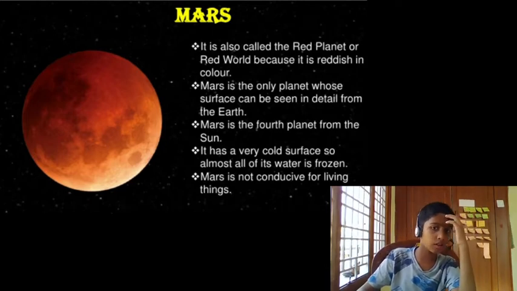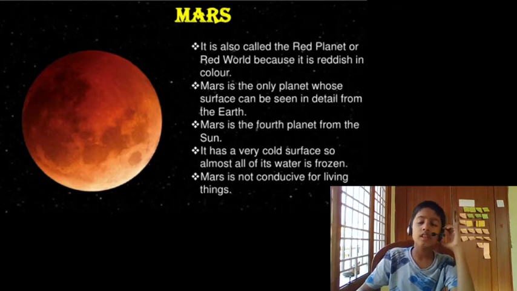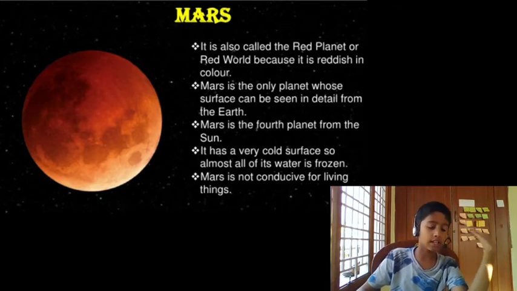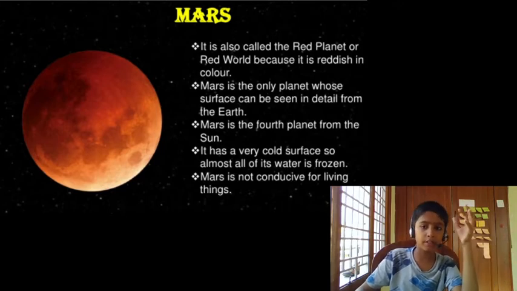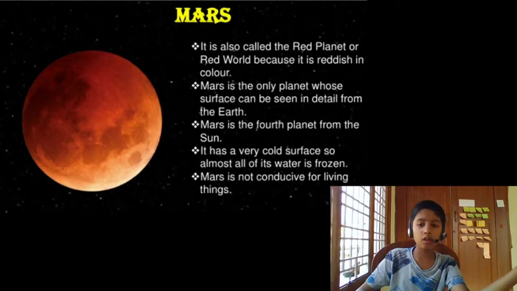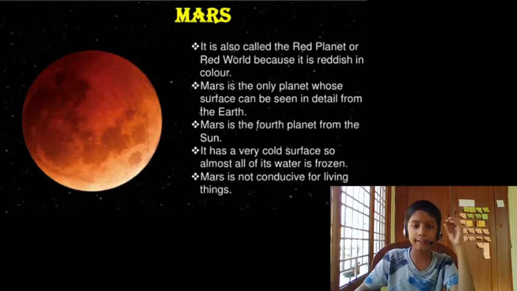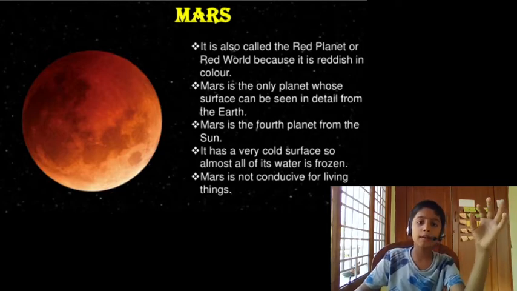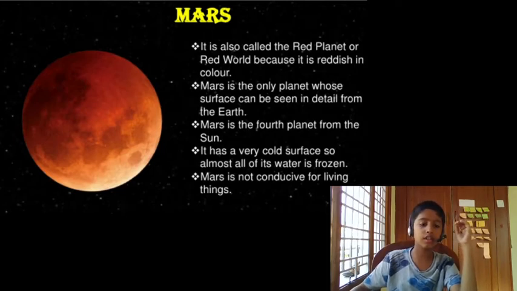So almost all of the water is frozen. We know that at 0 degrees Celsius water will freeze, and at 100 degrees Celsius water will evaporate. Here it is very cold, so the water is frozen. And Mars is not conducive for living things.